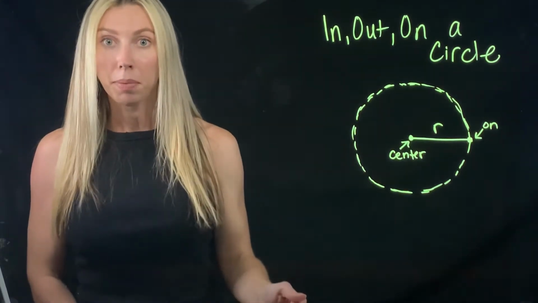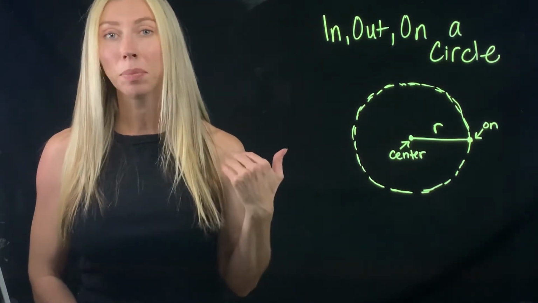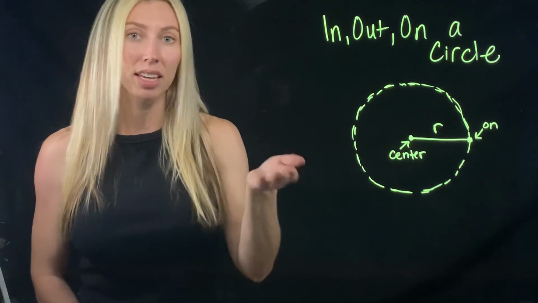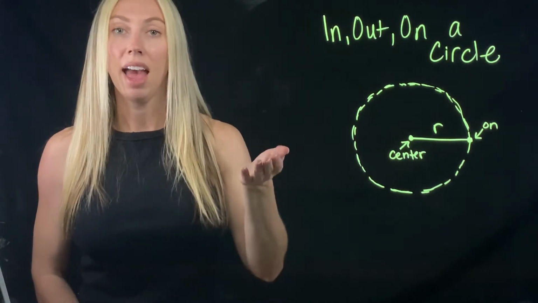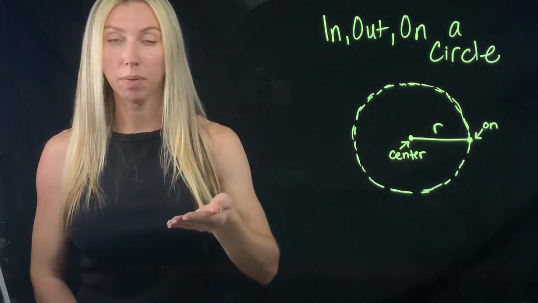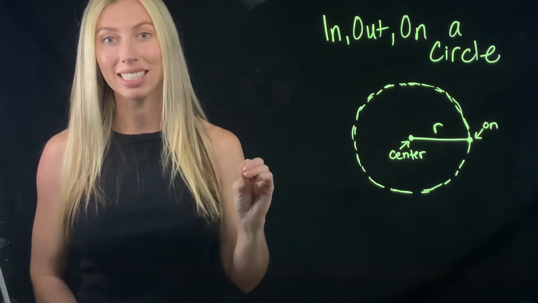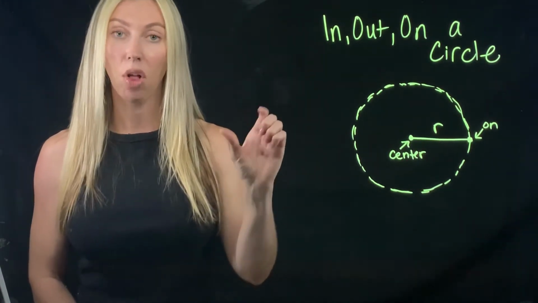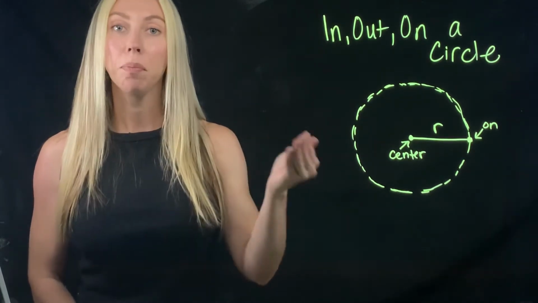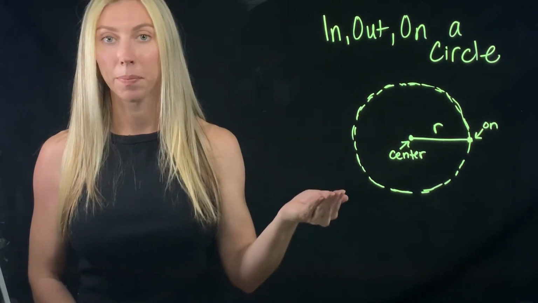So in some of the problems that you'll deal with, they will simply give you the radius. They hand it to you on a silver platter, and then they give you the center of the circle and a coordinate. So your job is to find the distance between the center of the circle and that coordinate and compare it to the radius.